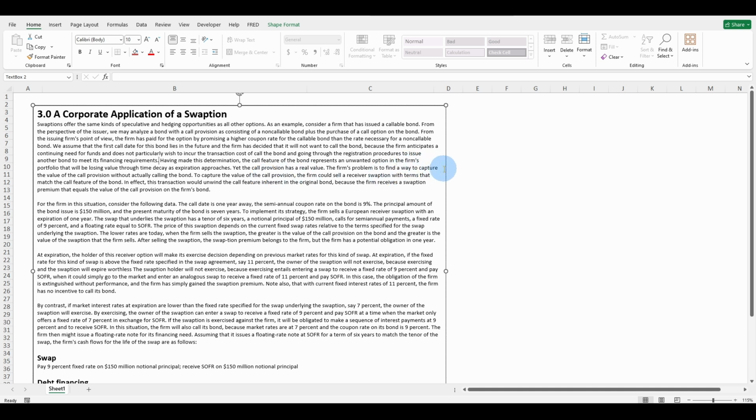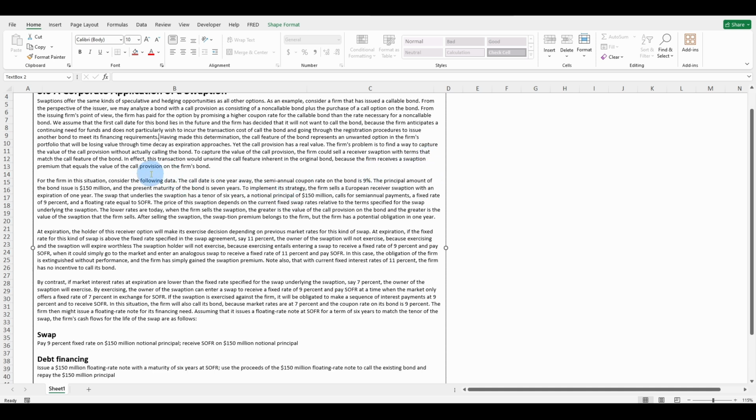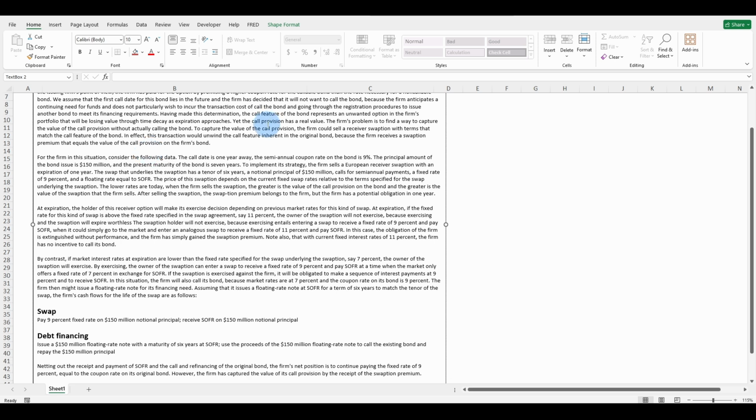The firm's problem is to find a way to capture the value of the call provision without actually calling the bond. To capture the value of the call provision, the firm could sell a receiver swaption with terms that match the call features of the bond. In effect, the transaction would unwind the call feature inherent in the original bond because the firm receives a swaption premium that equals the value of the call provision on the firm's bond. We're going to exchange one for another.